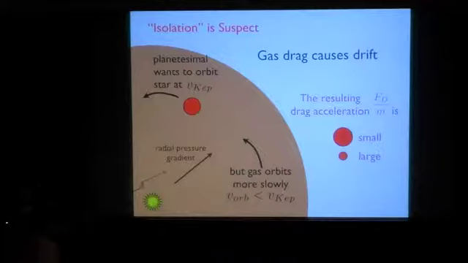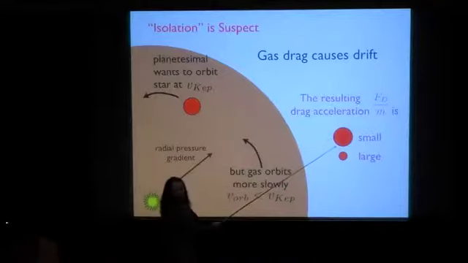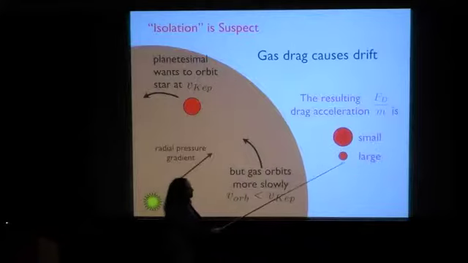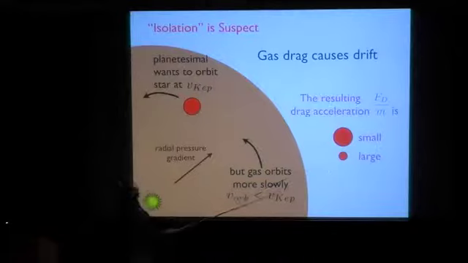But the gas feels a radial pressure gradient outward. So it thinks it's orbiting a lower mass star than it's actually orbiting, so it's going a little bit slower. So this thing is plowing through the gas, and what that means is that it's losing angular momentum and falling in. If you have a big object, then your surface area to mass ratio is small, so you have a small acceleration, you don't drift as much. If you have a small object, the opposite is true.